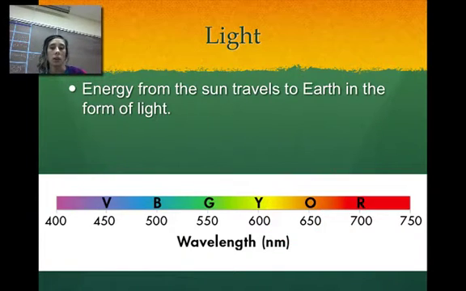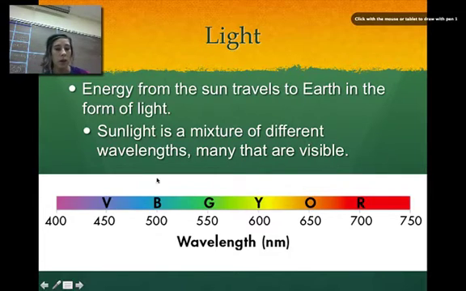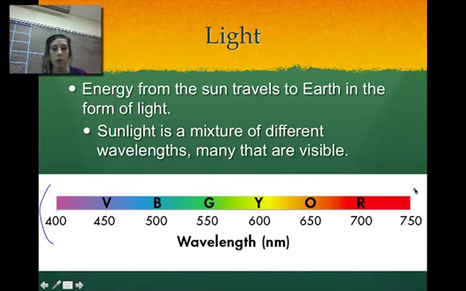So let's take a look at light. Light is energy from the sun that travels to the earth, and we can actually see that sunlight is a mixture of many different wavelengths that are actually visible. So if you look at this wavelength spectrum right here, this is the light spectrum, and within the light spectrum, this is what is visible. So a wavelength of 400 to 750 nanometers, right there, that is visible light.